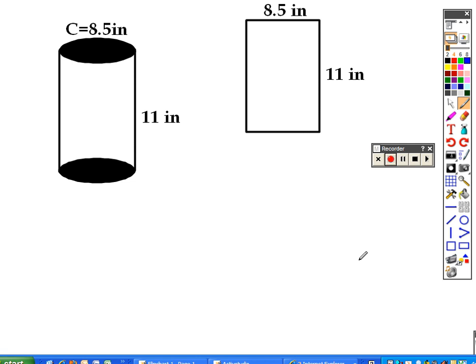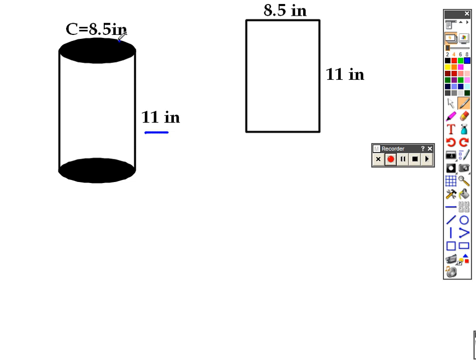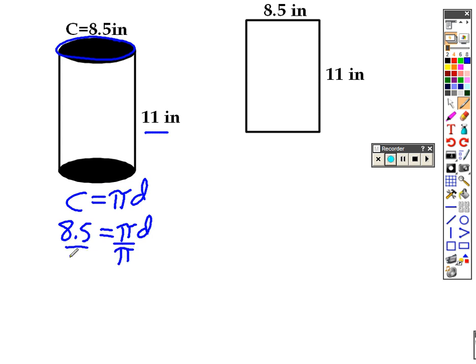So the first thing we look at is that the height is 11 and that the circumference then would be 8.5 inches because that's the way we folded it. So let's look. First we've got to work backwards. If we know that the circumference equals pi times diameter, we know what the circumference is. So we work backwards: 8.5 inches equals pi times diameter. Well, let's get diameter by itself, so we're going to divide by pi.